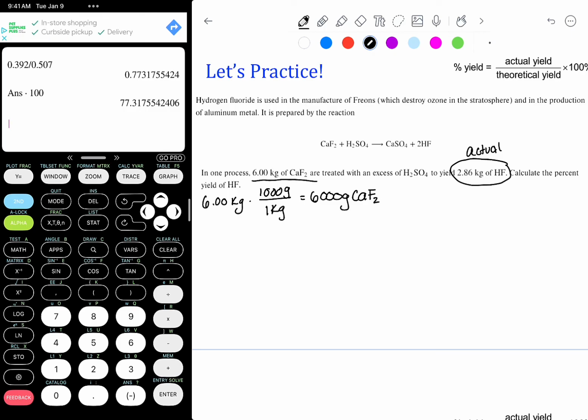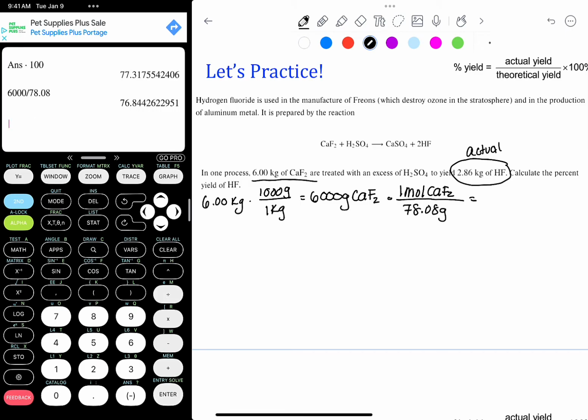Once we have grams, we can use the molar mass to convert to moles. So in 1 mole of calcium fluoride, we have 78.08 grams. And we get out from this 6,000 divided by 78.08. So we get 76.844 moles of calcium fluoride.